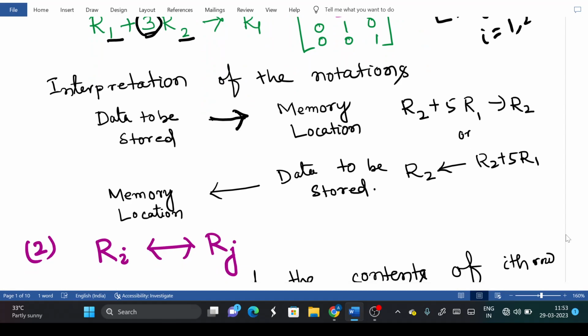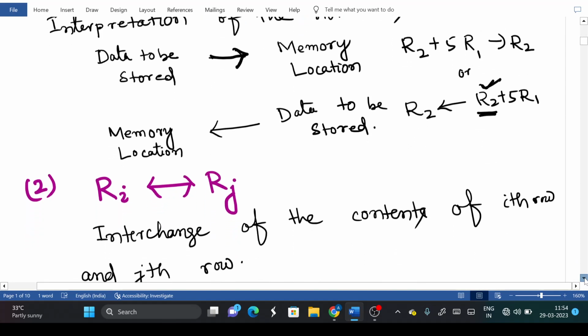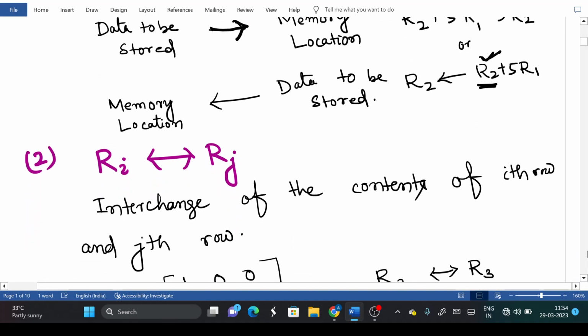Similarly, the same operation can be written in this way also. In row 2 we have stored 5 times of R1 plus R2, that is R2 plus 5 times of R1. Why am I pronouncing R2 first? Because if I do not write this, then this is the default memory location. Whatever the two terms I am writing, the first term will be the memory location. So that's why we should write appropriately.